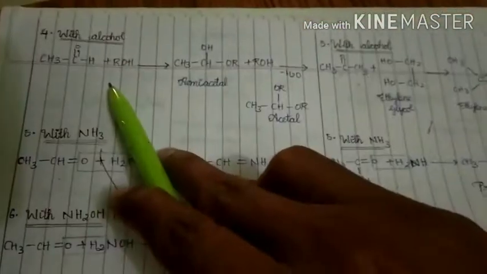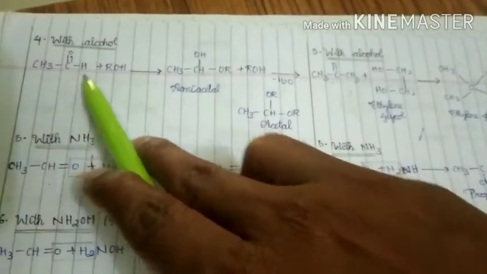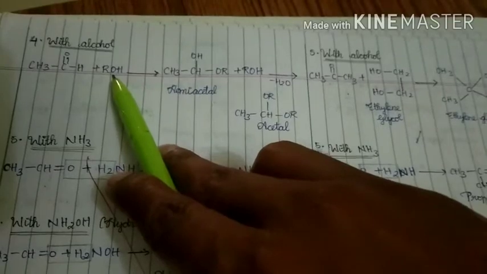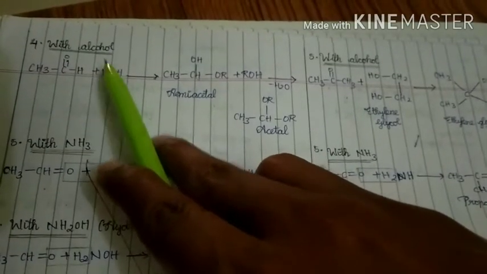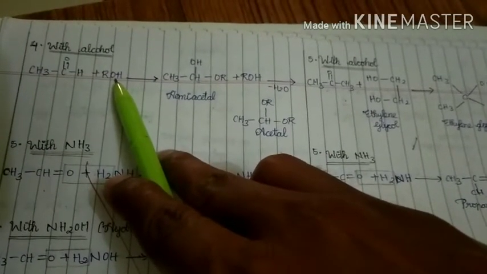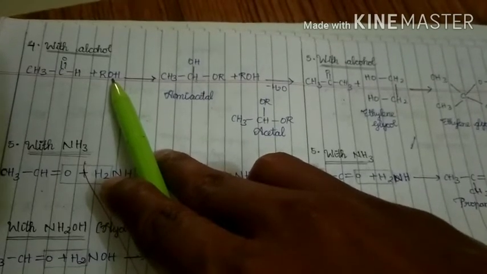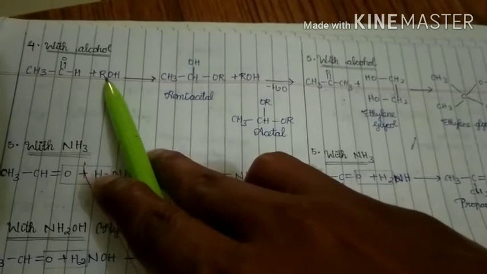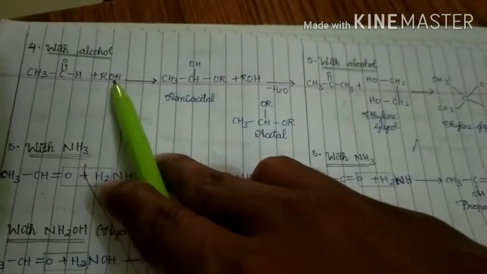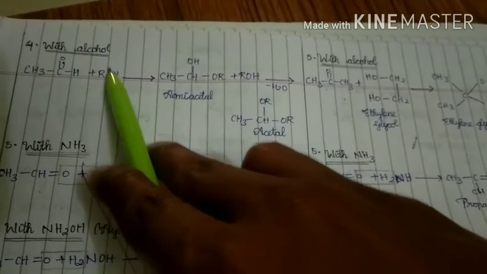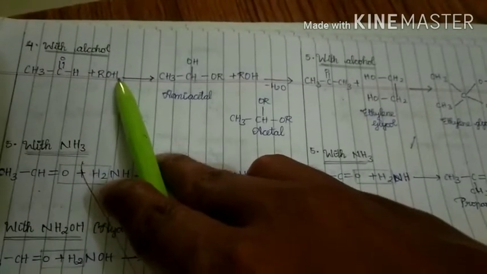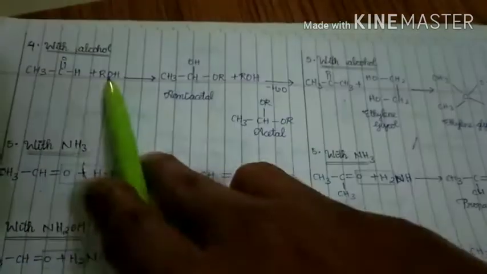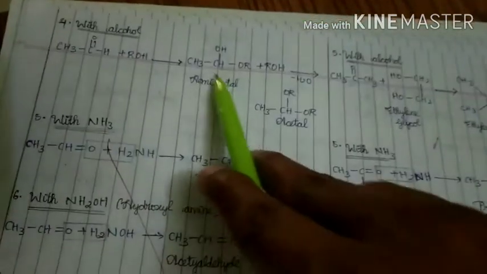Now, with alcohol. When acetaldehyde reacts with alcohol, in case of alcohols, RO minus H plus. So this H plus comes to here, RO minus comes to carbon. Finally we get this compound.